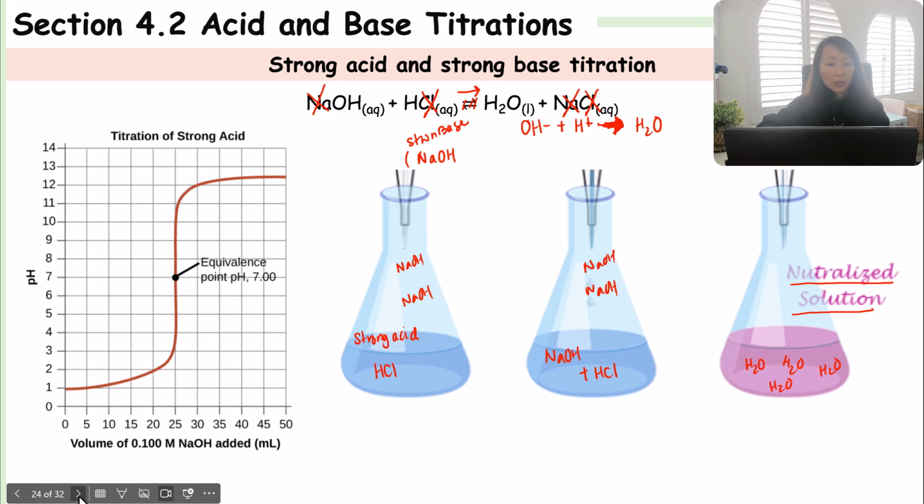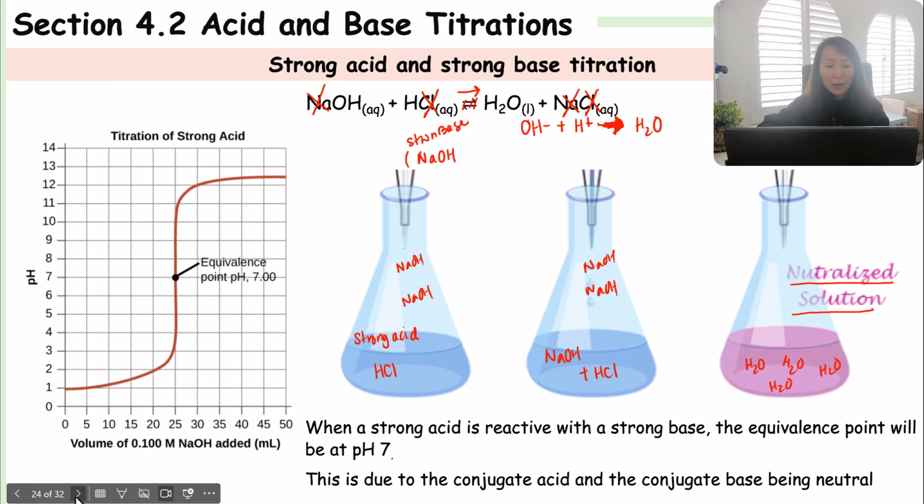Let's take a closer look at the graph here. So in the very beginning, you just have acid. That's referring to this point. As base is being added, you see the pH starting to rise. Then after a certain point in time, you have an equal amount of hydroxide and an equal amount of H plus, and that is when you're at the equivalence point. And in this scenario, the pH is 7.